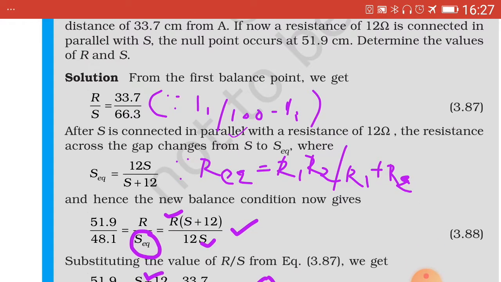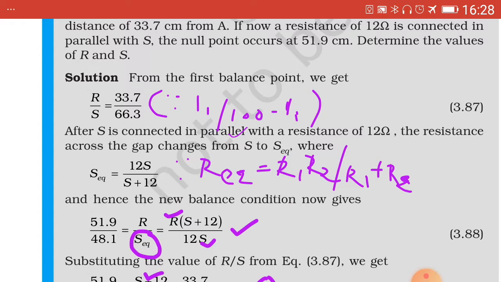51.9, that is given in the data. Null point occurs at 51.9 centimeter. So 51.9 upon (100 minus 51.9), that is 48.1, equal to R upon SEQ. For S equivalent we substitute the value from above, that is equal to R into (S plus 12) upon 12S, because SEQ is in the denominator, so reciprocating it we get this equation.